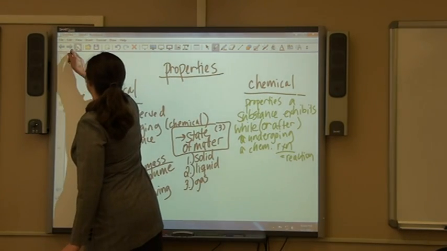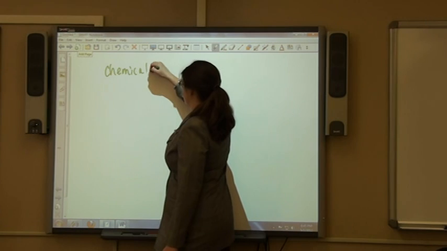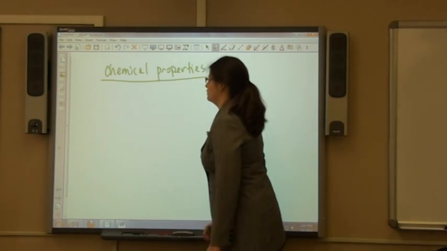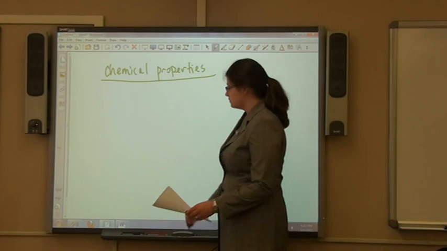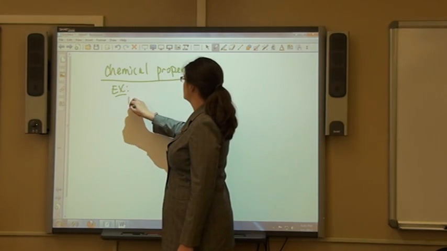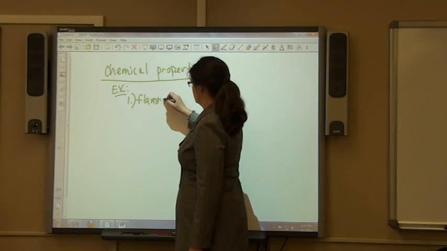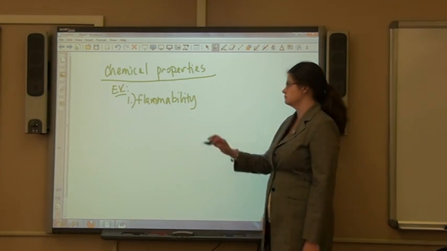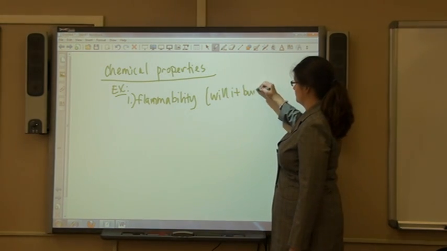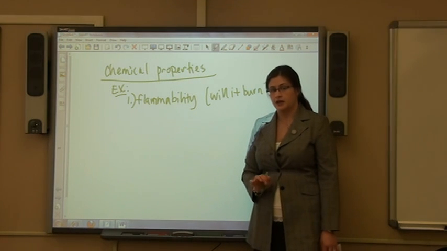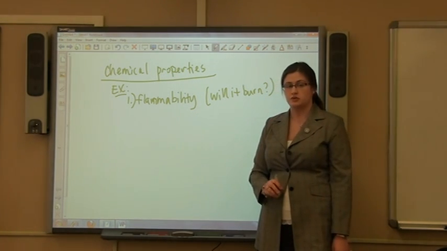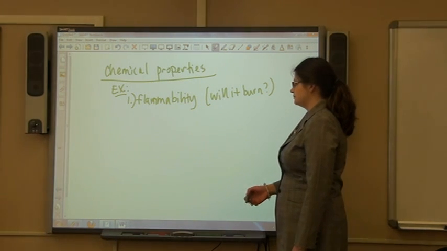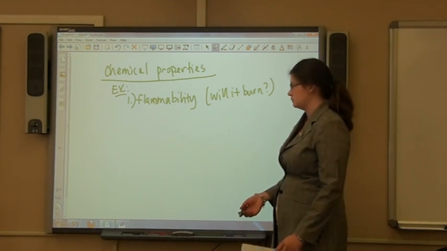Okay. One problem about these smart boards is you run out of room. Okay. Some examples of chemical properties include flammability. Flammability is the chemical word for does it burn. The reason why flammability is a chemical property and not a physical property is because when something burns, it's actually undergoing a chemical reaction. The chemical reaction is called combustion. We'll get to that later.